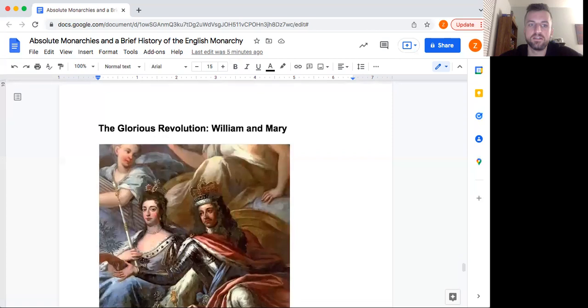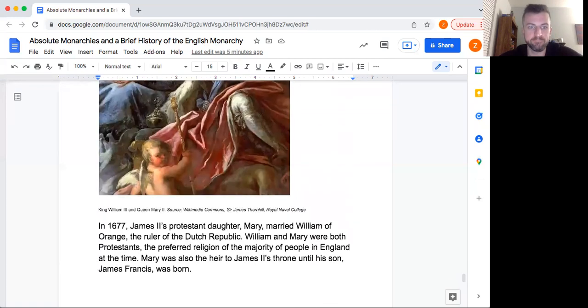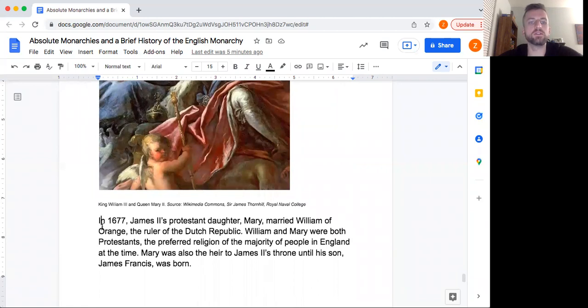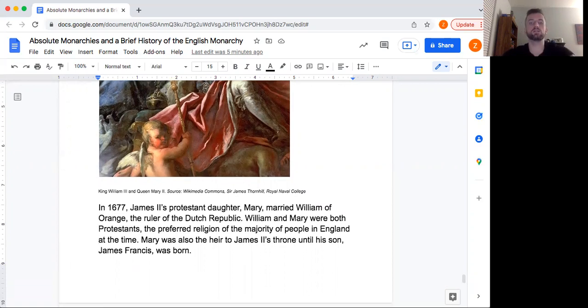The Glorious Revolution. William and Mary. In 1677, James II's Protestant daughter, Mary, married William of Orange, the ruler of the Dutch Republic. William and Mary were both Protestants, the preferred religion of the majority of people in England at the time. Mary was also the heir to James II's throne until his son, James Francis, was born.